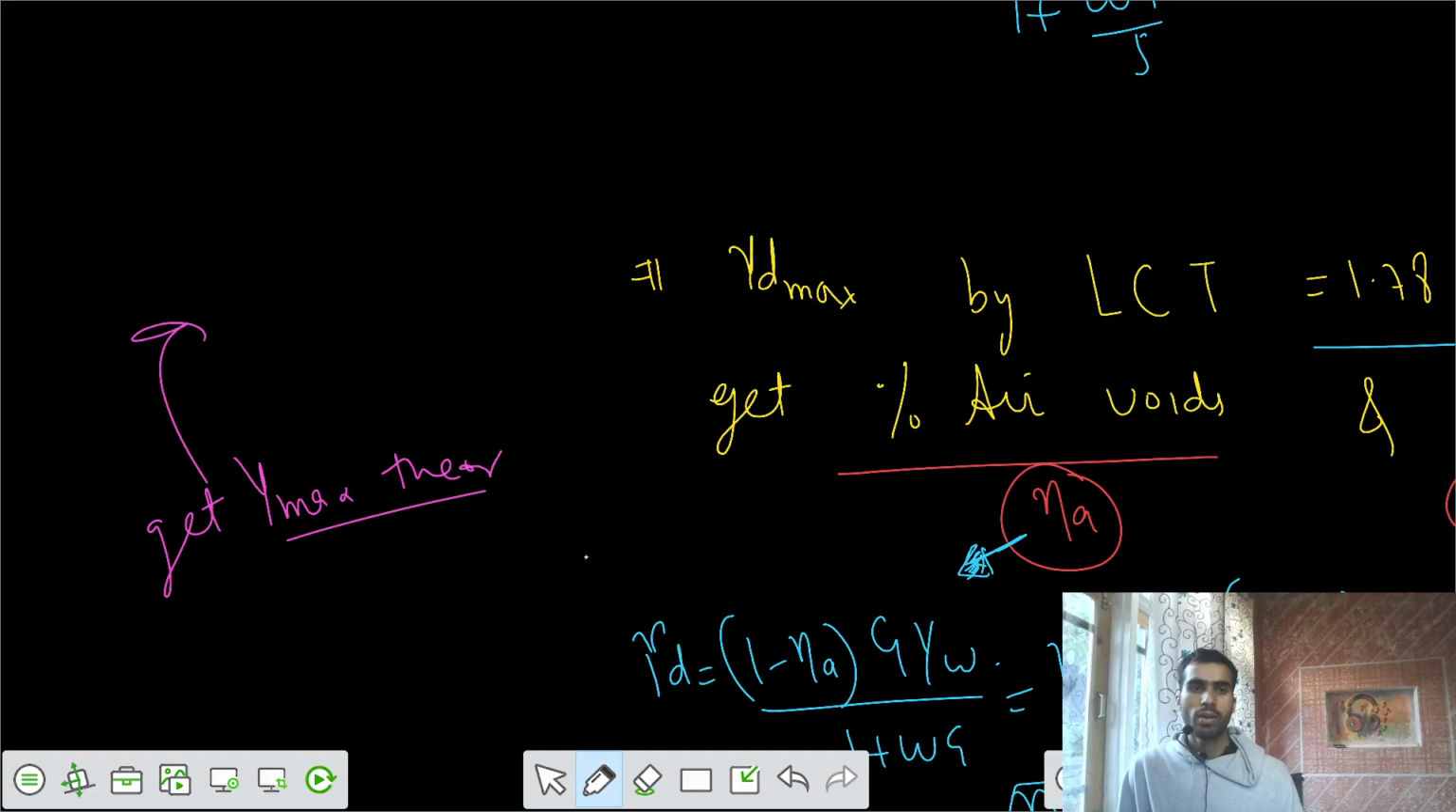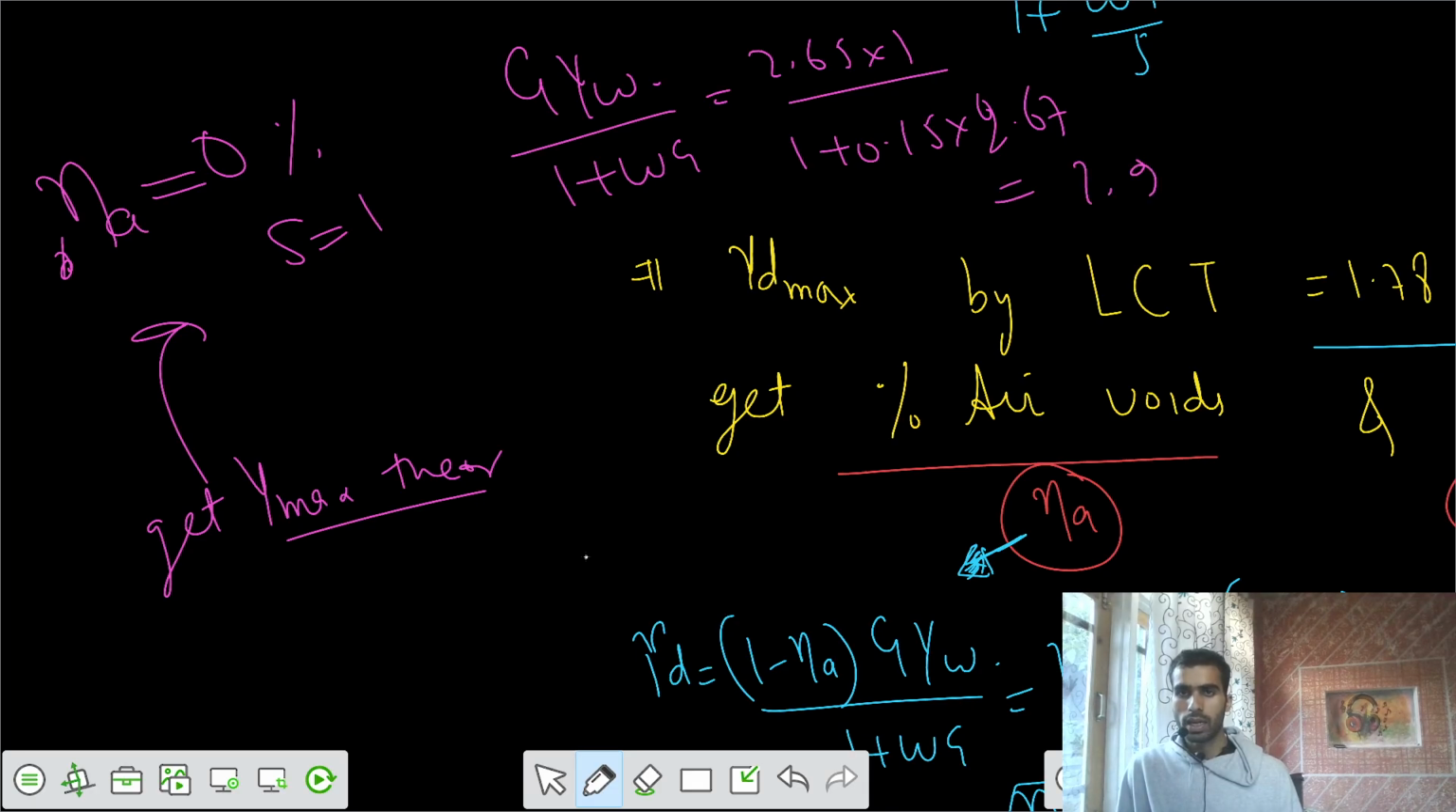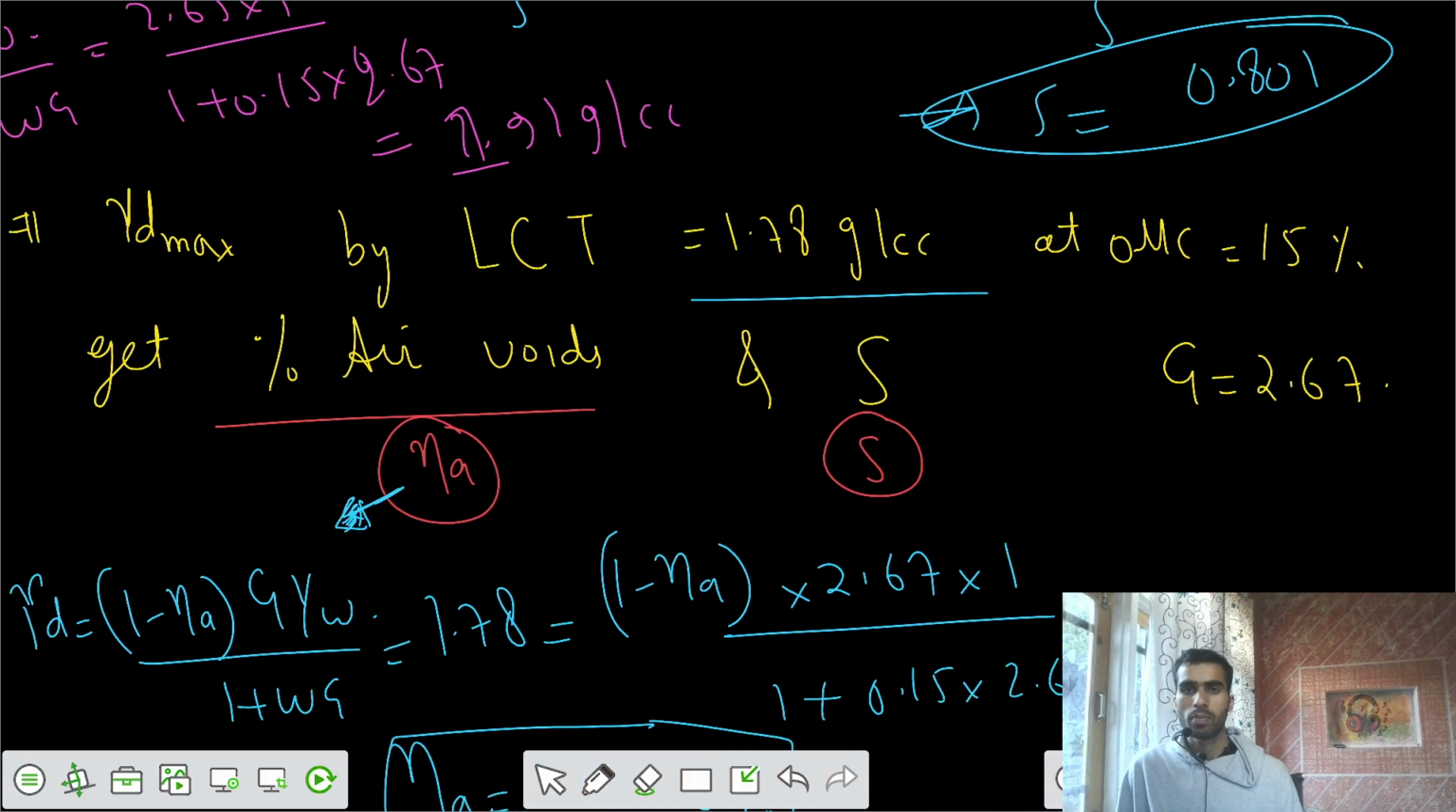At that time, either my percentage air voids equals 0%, or your degree of saturation equals 1. So we can write your equation as gamma_d = G gamma_w / (1 + wG). At that time you can have the maximum value of gamma_d equal to this much. This comes out to be 1.91 gram per cc.